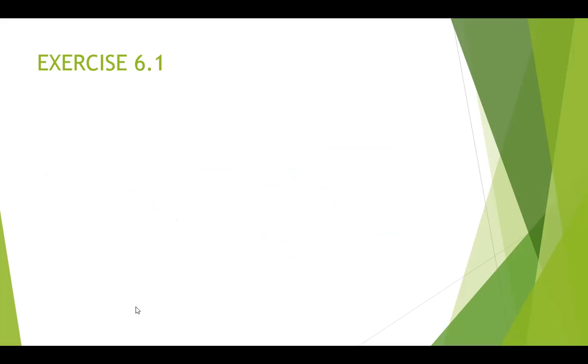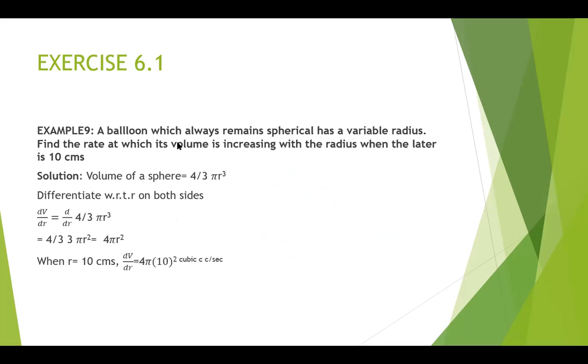Okay. Now I consider one more example, of a similar type. A balloon which always remains spherical has a variable radius. Find the rate at which its volume is increasing with the radius when the latter is 10 centimeters. Here they have asked you to find dV by dr. Volume of a sphere is 4 by 3 pi r cube.